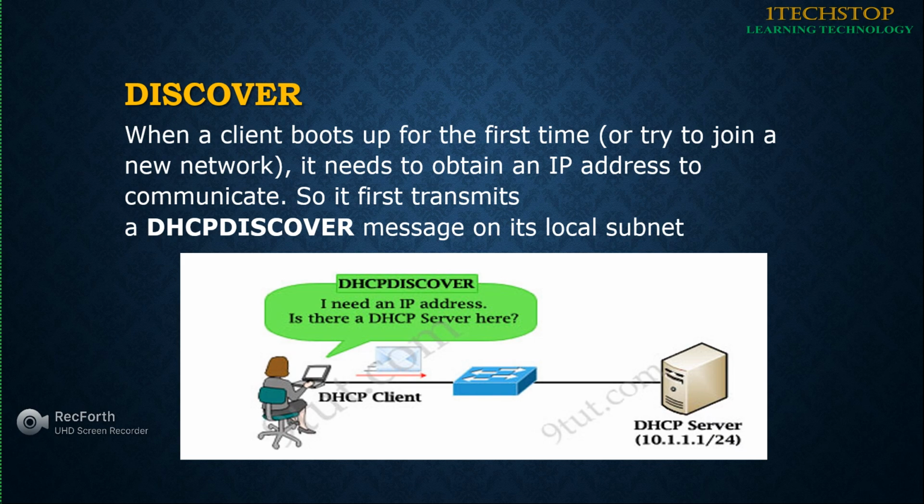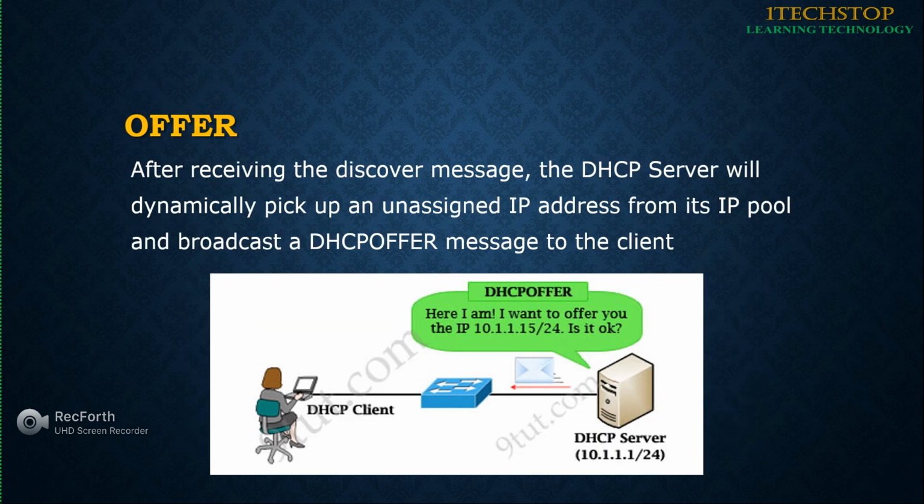The first is discover. Whenever a new machine boots up or a new machine joins a domain, the machine will first broadcast for an IP address. It will try to search for a DHCP server, so it will transmit its DHCP discover message in its local subnet, searching for where the DHCP server is. Now, after the DHCP server receives this discover request, it will take one of the IP addresses from its pool and offer that IP address to the client machine.